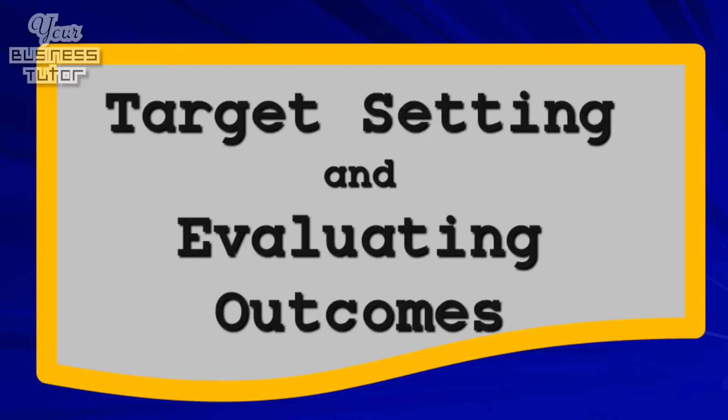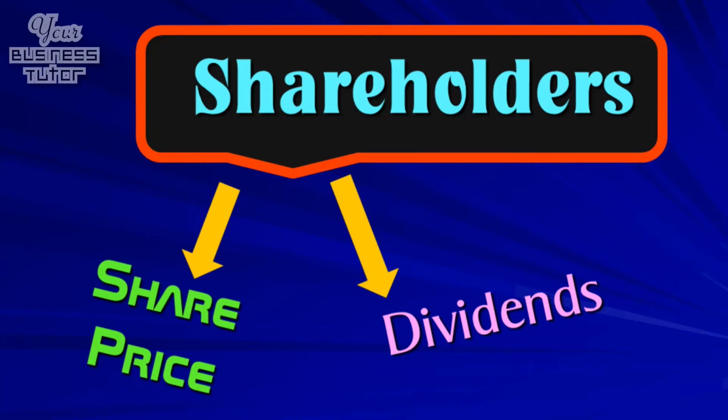What this shows is the importance of using financial information to not just support decision making, but also to help with target setting and evaluating outcomes. Another stakeholder that uses a business's financial information is shareholders. As you'd expect, they would be interested in the current share price of the business, as well as expected level of dividends to be paid.